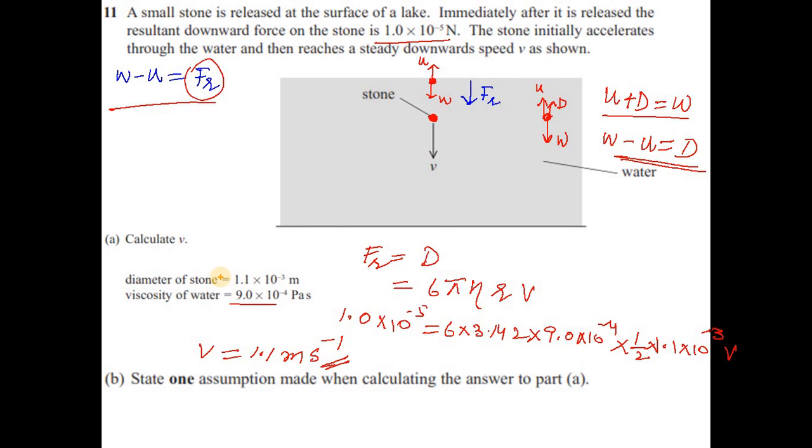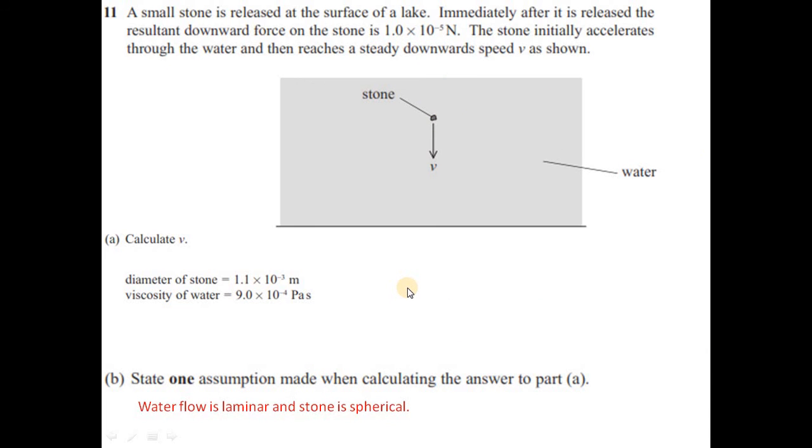State one assumption made when calculating the answer to part A. As you can see, we are using Stokes' law here, and Stokes' law is applied if we assume that the flow of the fluid is streamline or the sphere is very small. So we can apply Stokes' law. You can write any one of the options. You can say that the water flow is laminar and the stone is spherical and small. If you wish, you can add a small sphere.